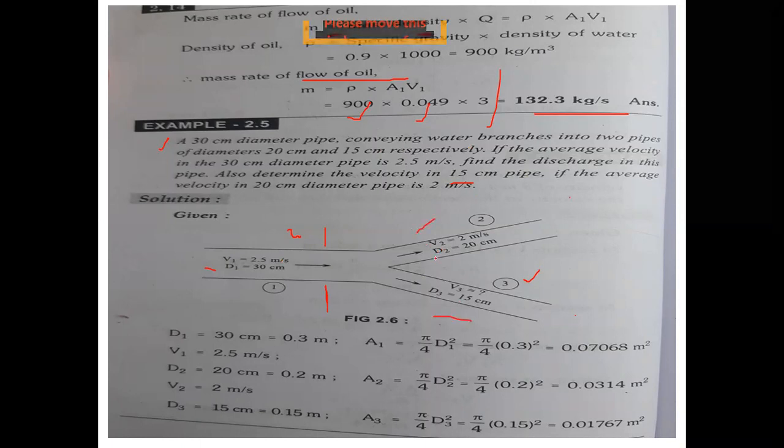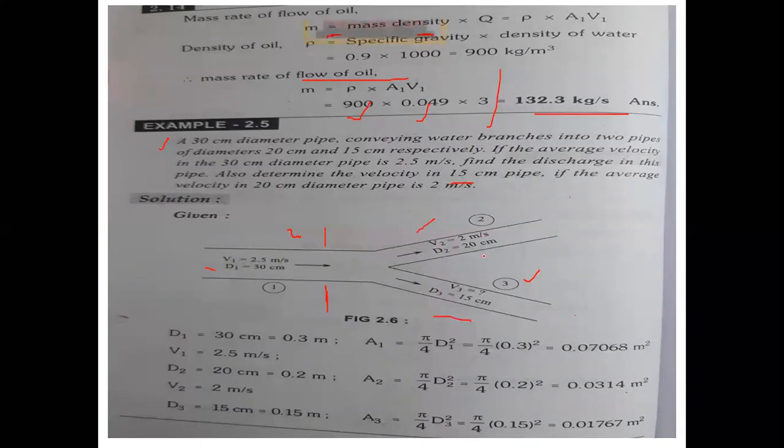Now if you see V2, D2 and V3, D3 are the substreams, so according to the question only this data is given. V2 is equal to 2 meters per second, D2 is equal to 20 centimeters, whereas V3 is equal to question mark, D3 is equal to 15 centimeters. Now what is the given data? If the average velocity in the 20 centimeter diameter pipe is 2 meters per second, now find the areas for all the pipes.